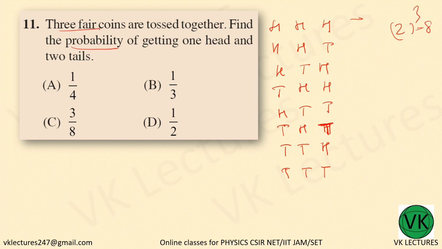Now we have to get one head and two tails. Wherever there is one head, you can take it. One head and two tails. From where you start writing the two tails? Here, one head, two tails. So here two tails, two tails. So 3 out of 8. So option C.